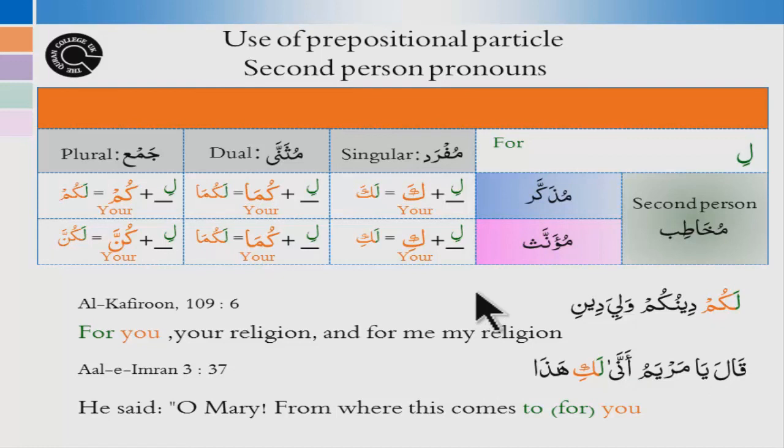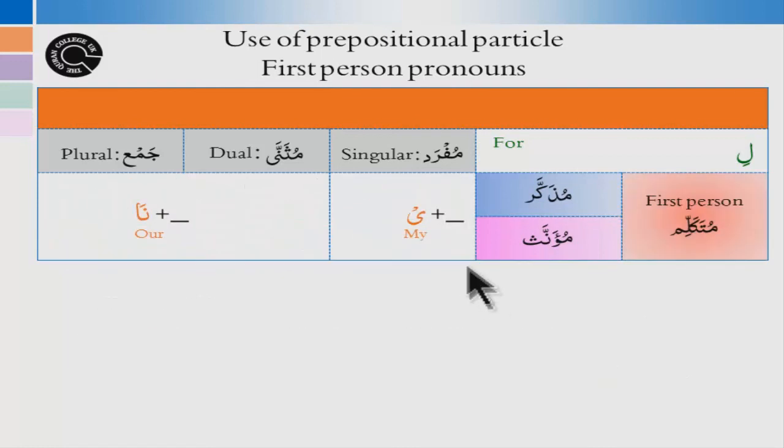Let's take the lam and apply it to the first person singular pronoun. When lam is applied to the first person singular pronoun, it stays as it is, because the requirement here is that there should always be a kasra before it. When it's applied to na, it becomes lana.